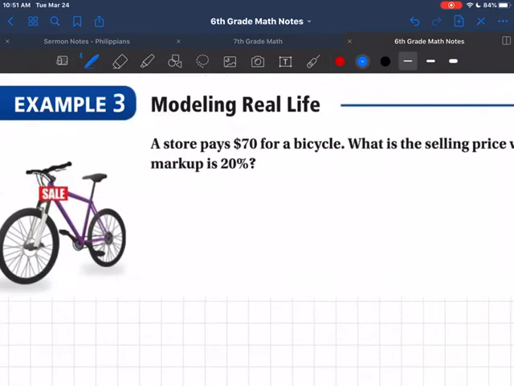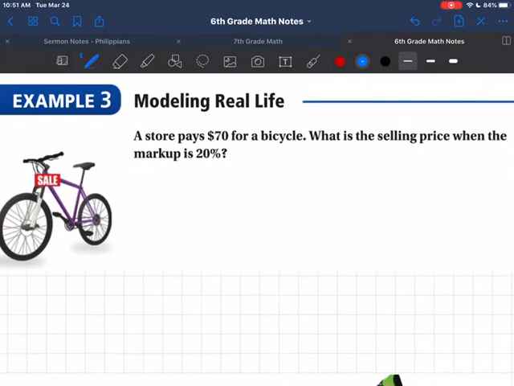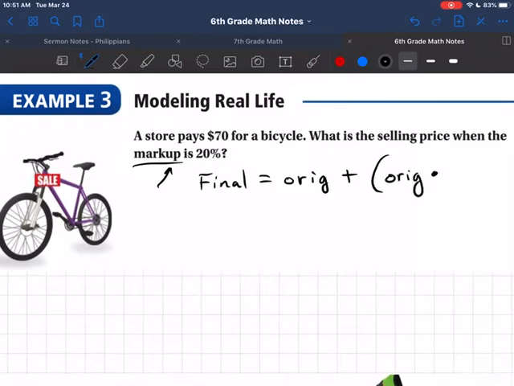Okay, so in this example we are going to mark up. So again, we are going to have a final price. Our final price is equal to the original, and in this case we are marking up, so we're going to add. I mean, the word up is literally in this, so add, mark up, and this is going to be the original times the percent as a decimal.